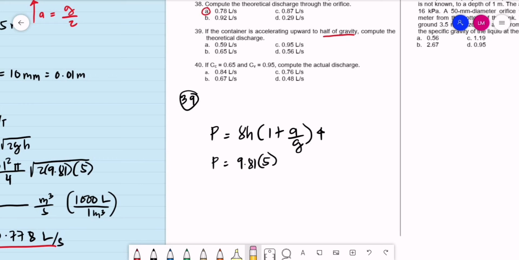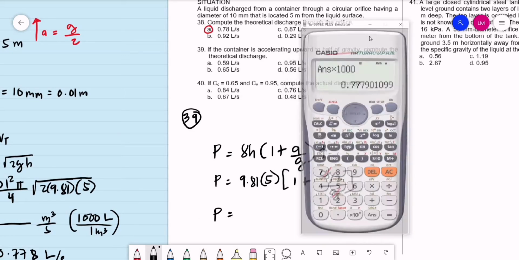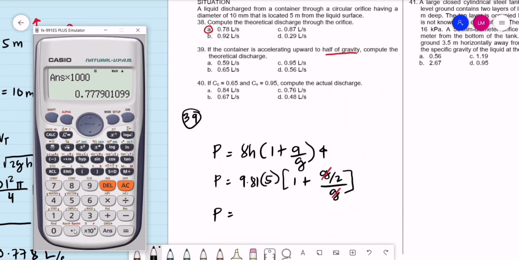Hindi natin pwedeng sabihin na yung total head is 5 meters. Then, multiplied by 1 plus, yung acceleration is half of gravity daw. So, that is the acceleration due to gravity divided by 2 divided by the acceleration due to gravity. So, pwede nating i-cancel yung g dito. So, we'll be having the total pressure dun sa ilalim ng tank will be equal to 9.81 multiplied by the height of the water, 5, multiplied by 1 plus, that's the same as 1 half na lang, since na-cancel na yung g.